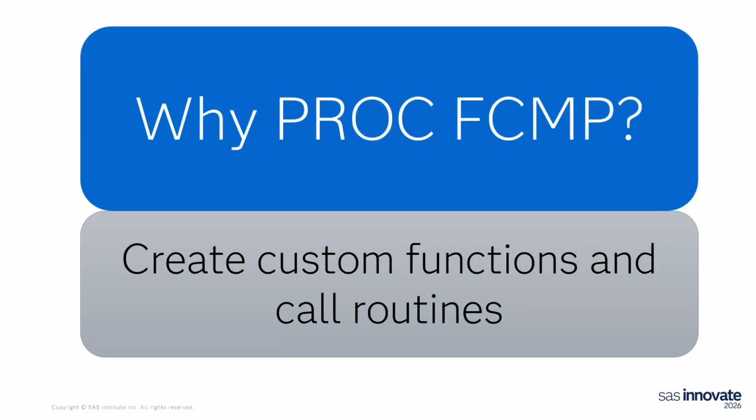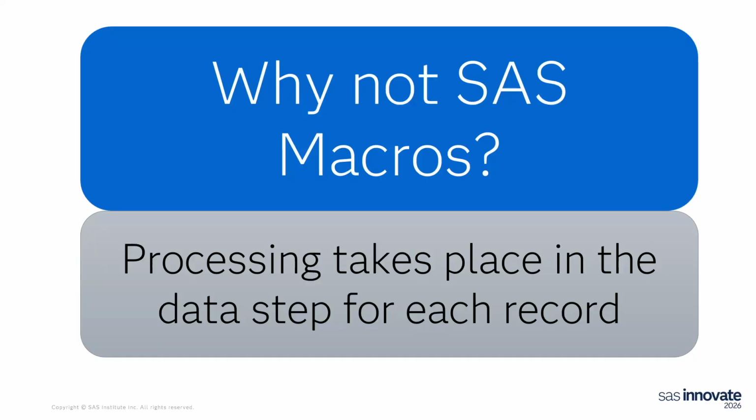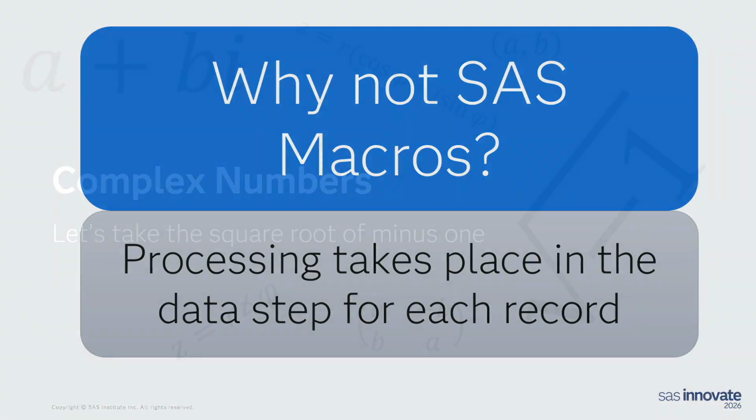And then why PROC FCMP? Because we're going to make functions and call routines that will work and operate at the record level in the data set. Now you could use macros, but it's kind of harder to digest because the macro compiles at a higher level. So what we really need is to build a function. Is everybody with me so far on approach? Okay? Pretty simple. And why not SAS macros? Because it's the wrong tool for the job, essentially. I love macros, but use the right tool for the right job, right?